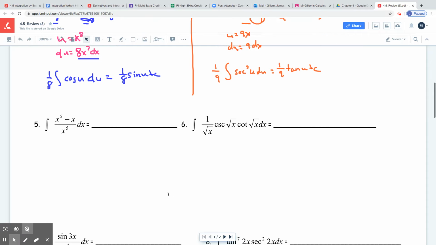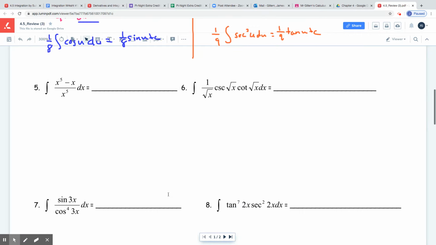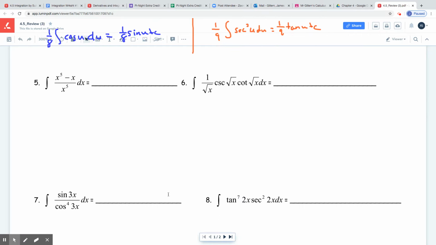Scroll down here to 5 and 6. Now, 5 is another example where you're not going to have to do substitution. This is the kind where you have to split this up first. So you first do the integral of x to the 5th over x to the 5th, which is just 1.